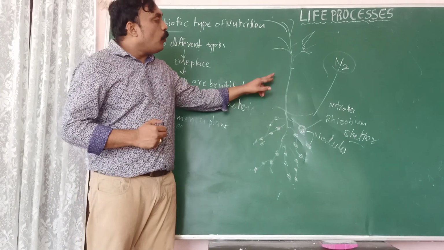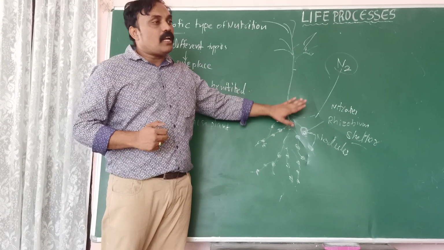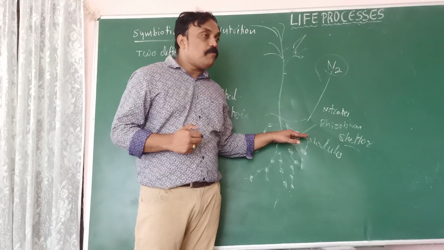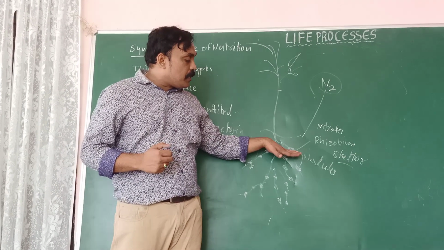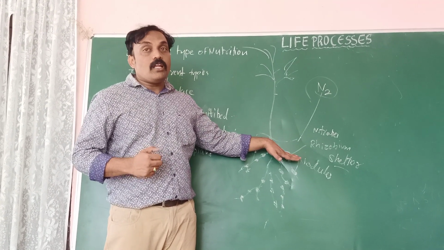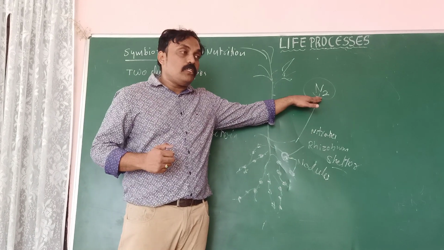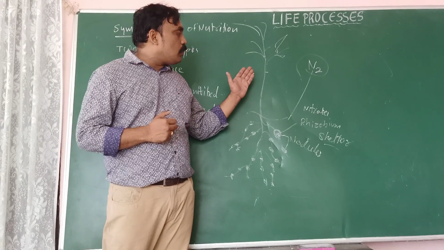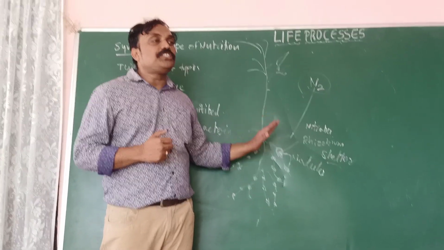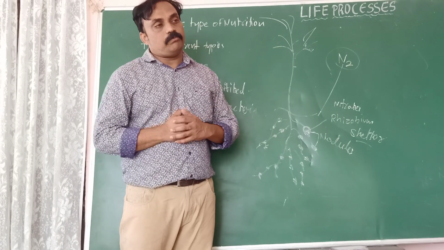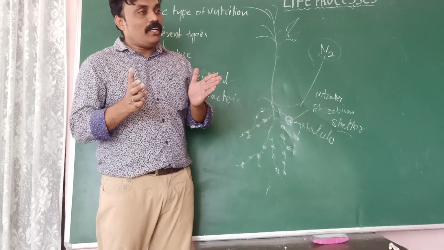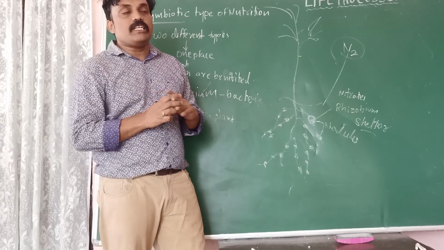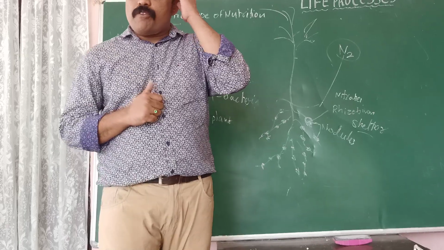So the plant is benefited, and the rhizobium bacteria is benefited. How is the plant benefited by rhizobium? Rhizobium absorbs atmospheric nitrogen and gives it to the plant. And the Leguminaceae family plant gives shelter to the rhizobium. So two different types of living organisms are living in one place. Both are benefited, and that is called the symbiotic mode of nutrition.